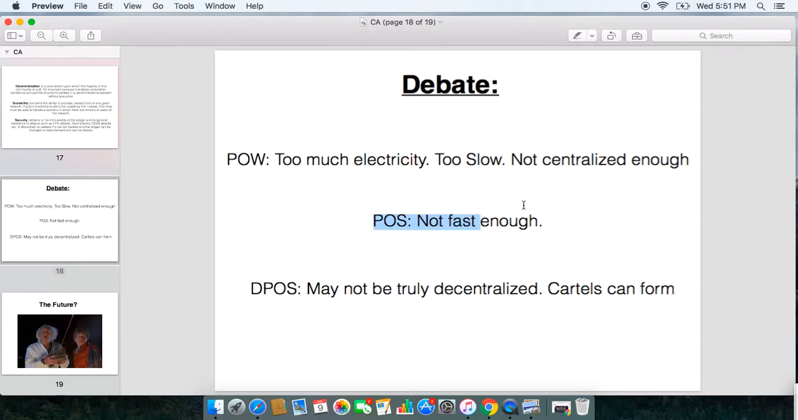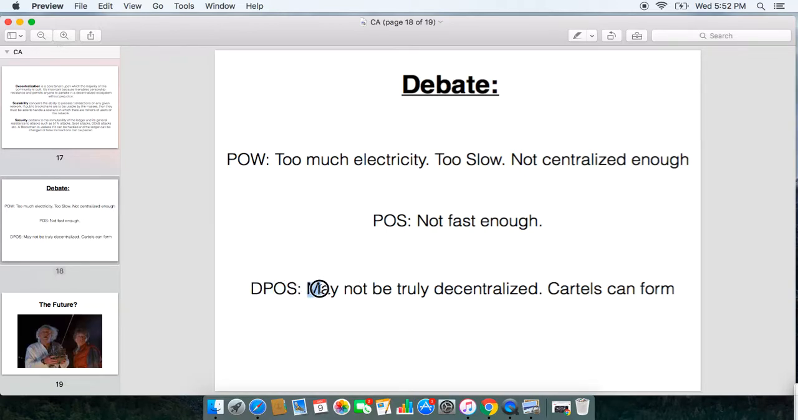Proof of stake, once again, you have 10,000 nodes. They all have to verify everything that's happening on the blockchain. It's hard to scale, needing everyone to verify what's going on at all times, which is what delegated proof of stake is trying to solve.